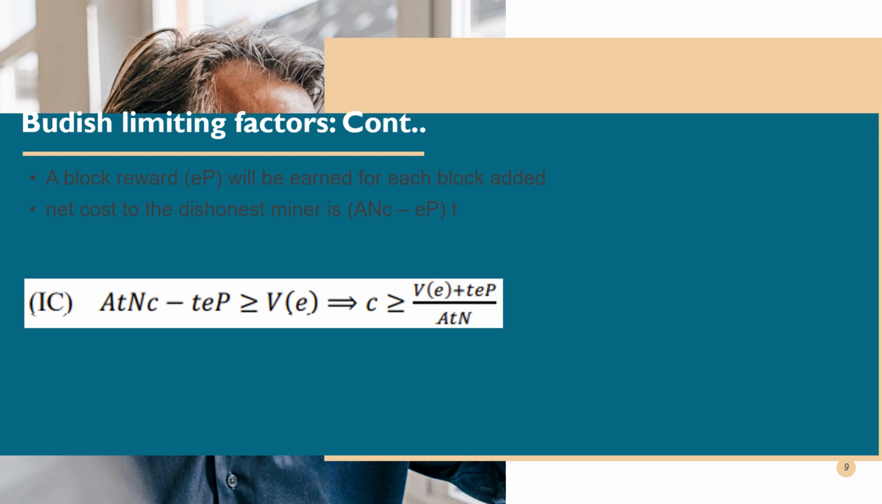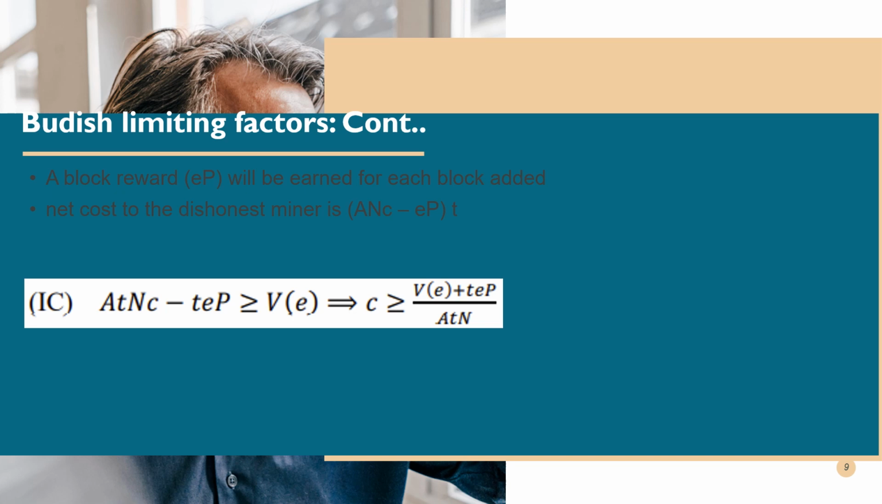Offsetting these limiting factors is the fact that while controlling a network, a block reward EP will be earned for each block added. That reward accrues to the dishonest miner. Putting these together, the net cost to the dishonest miner is ANC minus EP times T. Suppose that the private benefit for an attacker is VE. We can see that dishonest entry to a blockchain network consisting of n nodes will not be profitable based on this equation that we see here. We call this equation IC, for incentive compatibility.